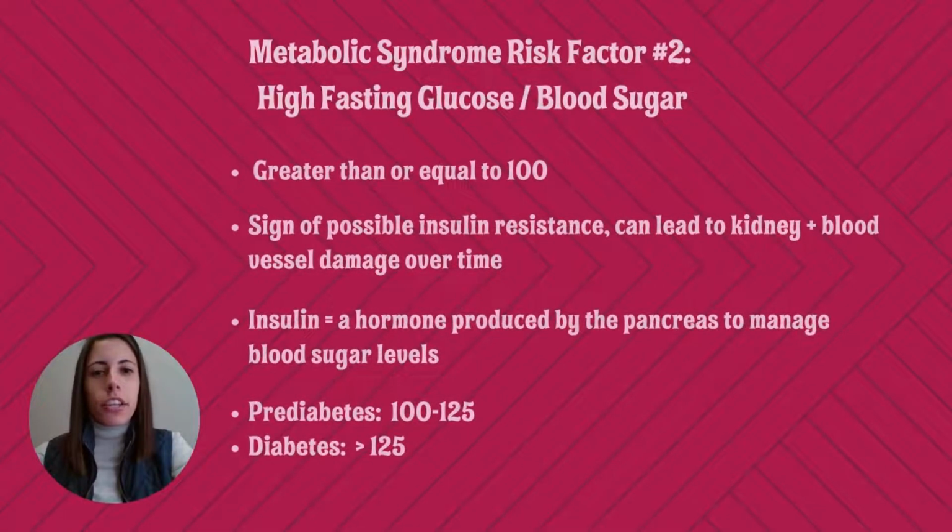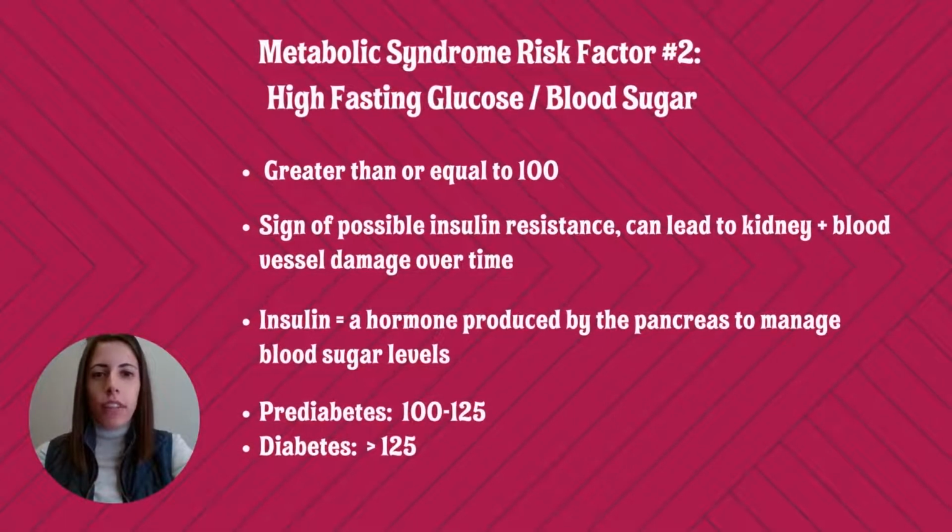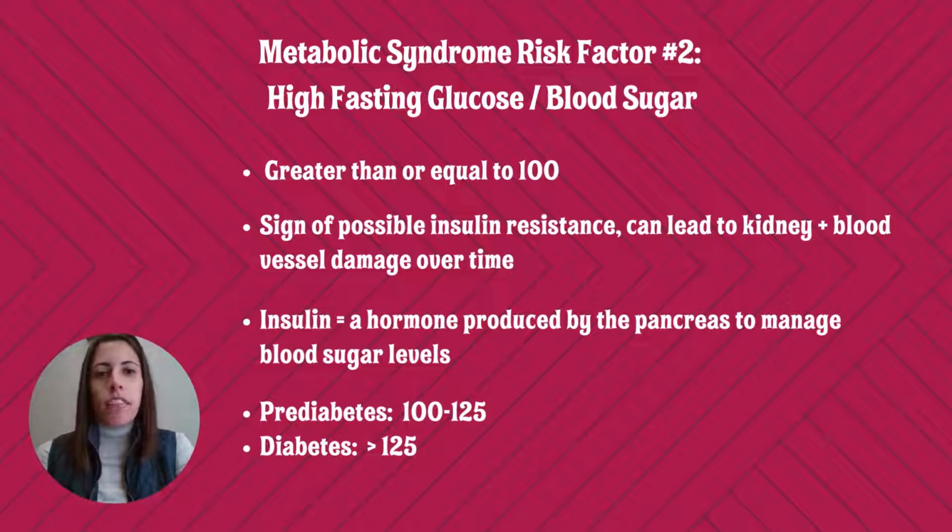All right, and then moving on to our second metabolic syndrome risk factor, high fasting glucose or high blood sugar. If you have been fasting for at least 12 hours, the indicator of metabolic syndrome is a fasting blood sugar greater than or equal to 100. A fasting blood sugar higher than 100 is a sign of possible insulin resistance, which can lead to kidney and blood vessel damage over time.